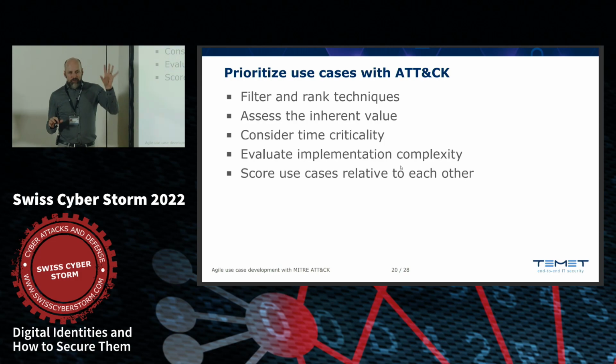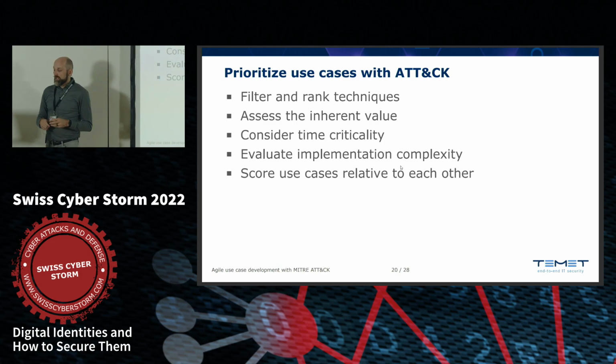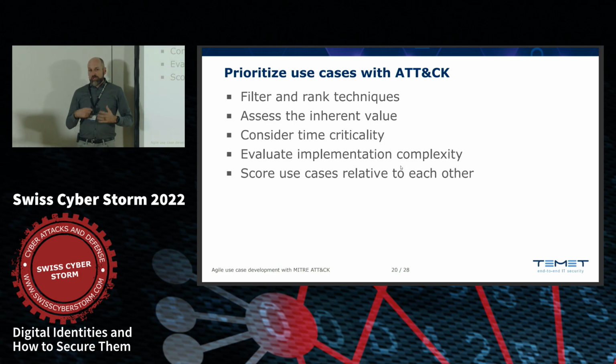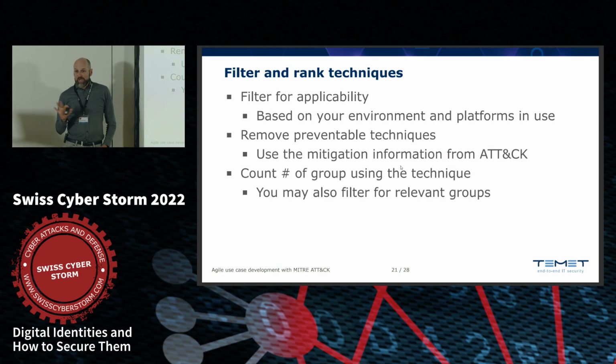But let's assume we have our use cases and we have the techniques mapped to those use cases. To prioritize our use cases, we filter and rank those techniques. That's a step you can do once. Then we assess the inherent value of our use case and consider the time criticality, and then we will be able to score them and have a priority for our use cases based on the information of MITRE ATT&CK and certain other information.